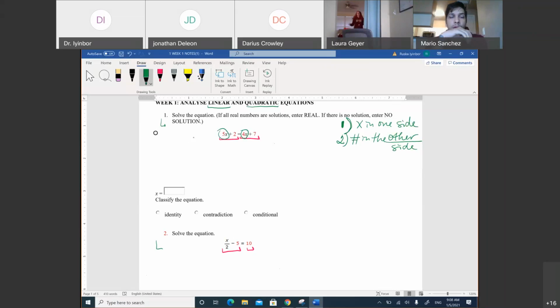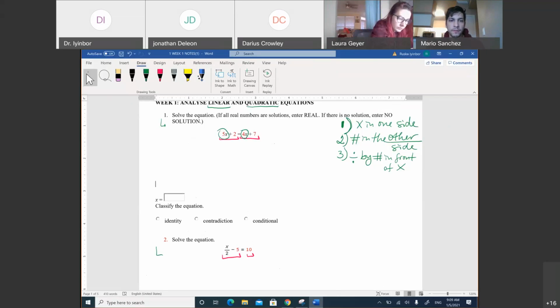And then the last step, step number 3, is going to be divide by the number in front of x. So this is the last step. And when you do that, you're going to get 1x equals number, because that's how the solution looks. x equals number. Okay? So these are technically the steps, and I'm going to show you how to do the steps.